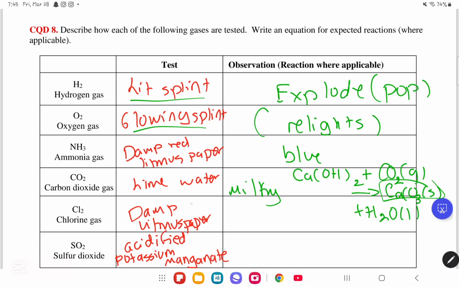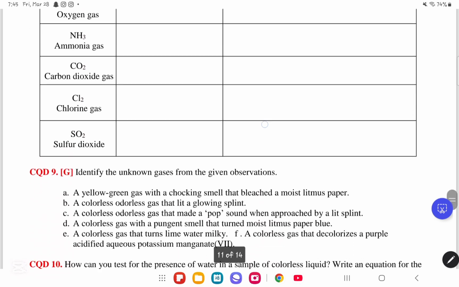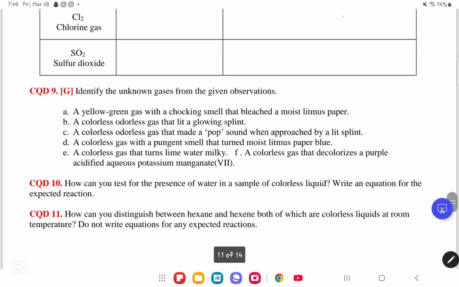Cl2 will bleach the damp litmus paper. However, blue will turn red, then it will get bleached, but red directly gets bleached. And now finally, acidified potassium manganate will decolorize the purple solution.